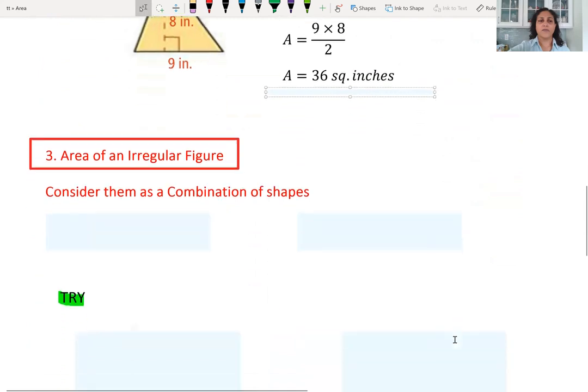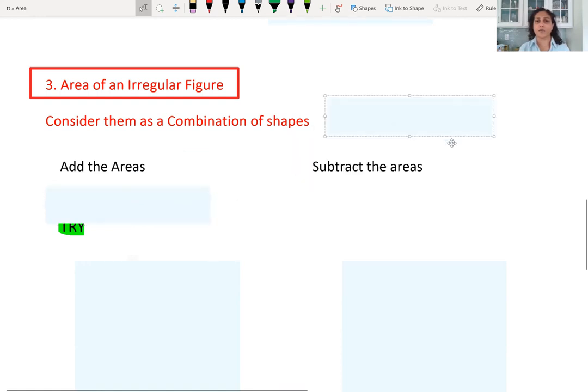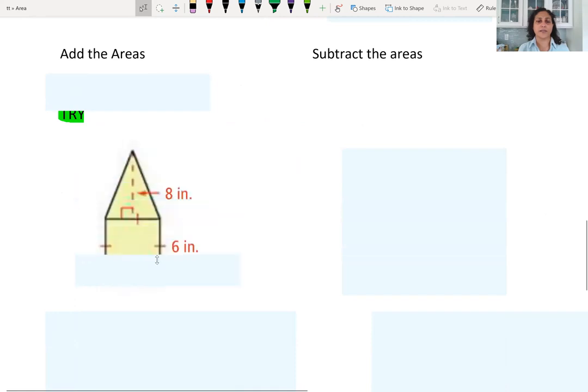Now, if you have to find the area of an irregular figure, you should consider them as a combination of various shapes. So one option is to have a problem where you have to add the areas. The other option is to have a problem where you have to subtract the areas. And I'm going to show you one of each. Again, you should try this before you look at my solution.